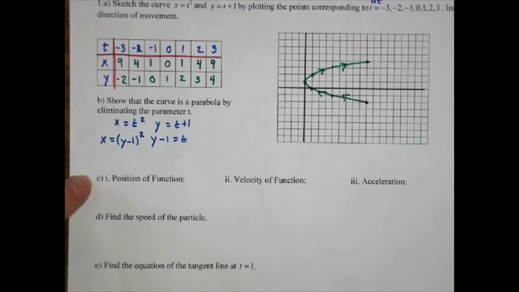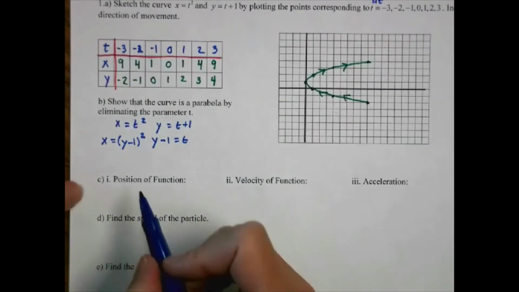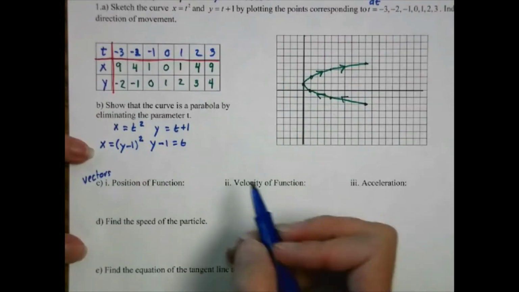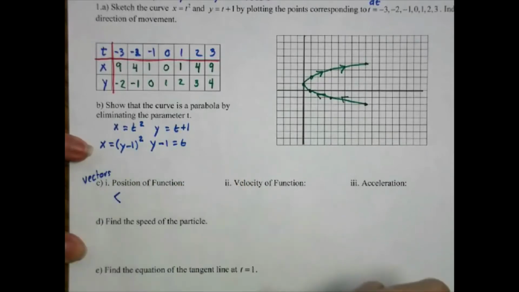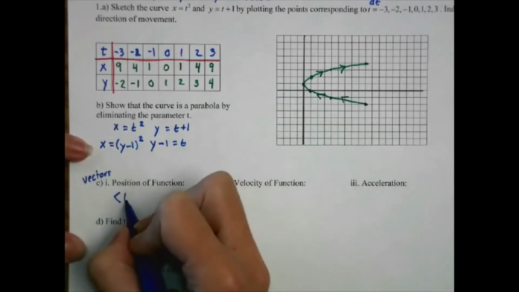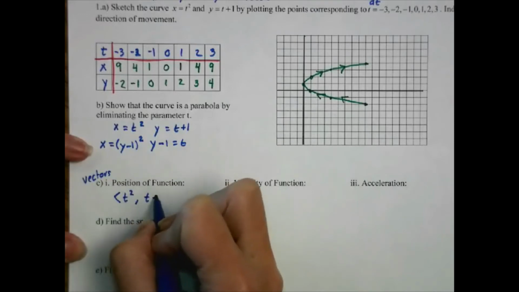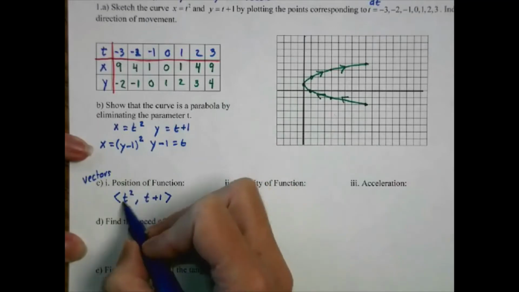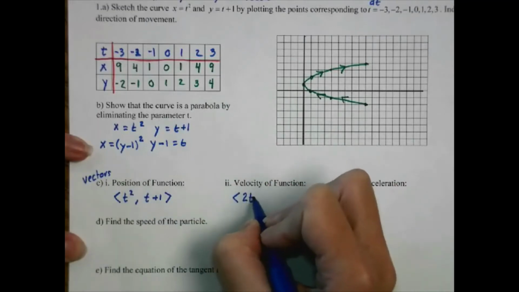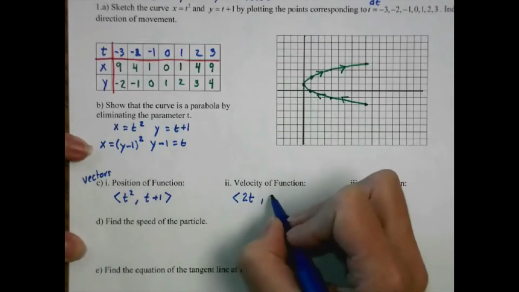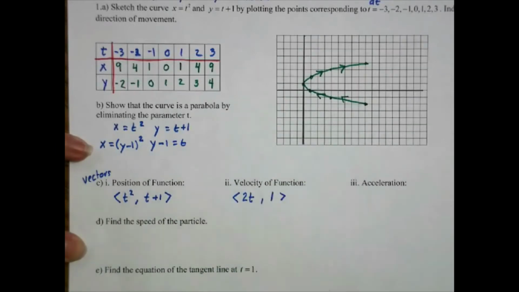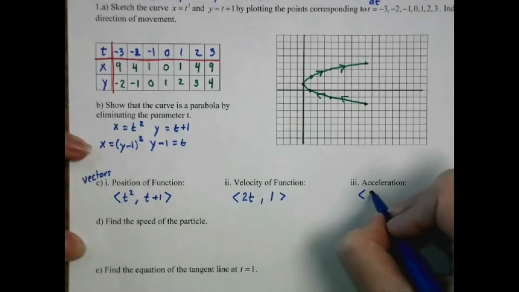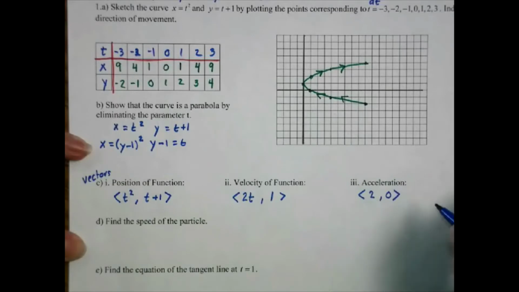So our position, and these are all going to be vectors, so we're going to use the vector notation. The position is going to be t squared, t plus 1. Our velocity is going to be the derivative of that. So the derivative of t squared is 2t, and the derivative of t plus 1 is just 1. And then the acceleration is going to be the derivative of this, so this is going to be 2 and 0.